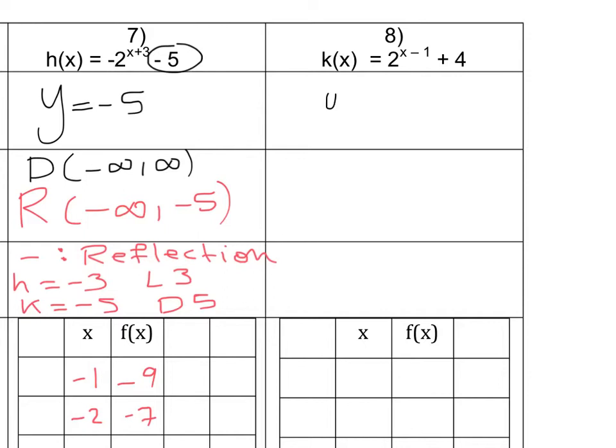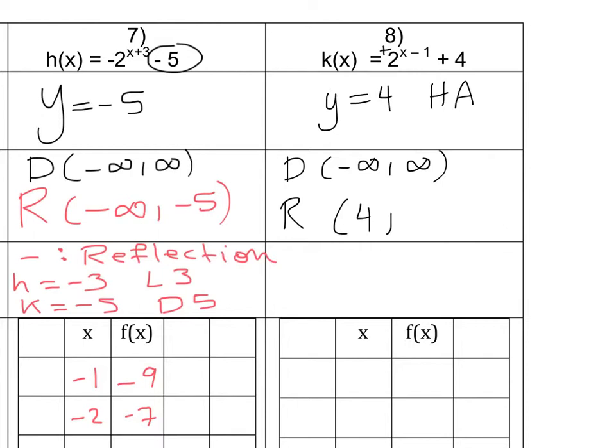So my y is equal to 4. It's my horizontal asymptote. Since the a is positive, then I know the range and the domain. The domain is always going to be from negative infinity to infinity in every single problem. The range is going to be from the asymptote all the way up to plus infinity. However, if there is a negative, then it would be from negative infinity to 4. The transformation, since h is 1, it's going to move to the right 1. Since k is 4, it's going to move up 4.